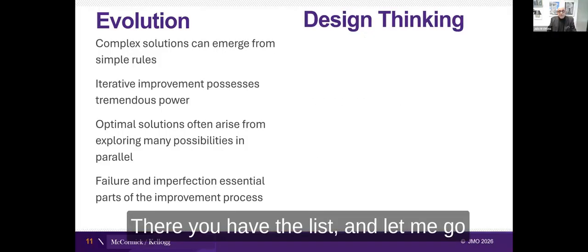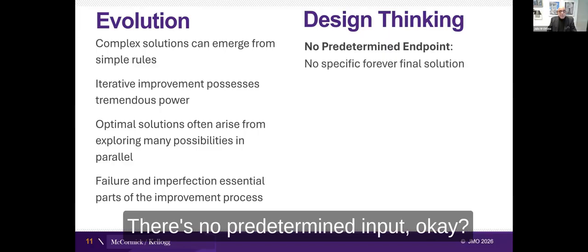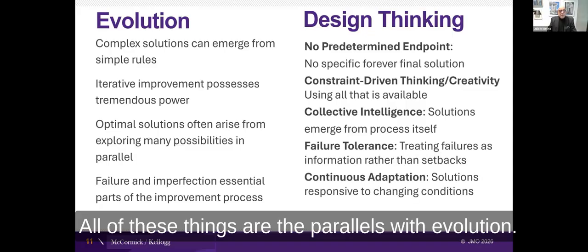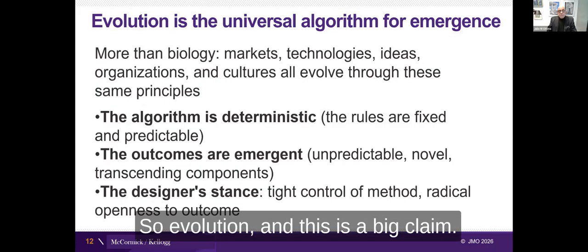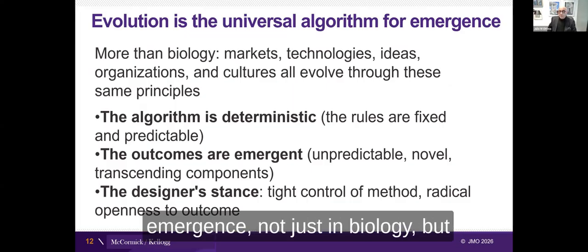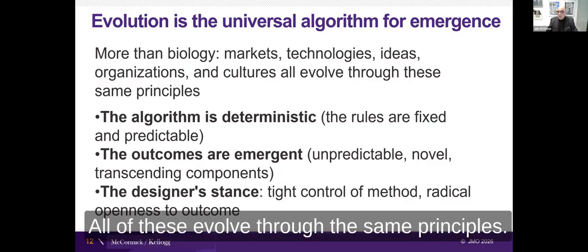There you have the list. And let me go through another listing here of the same thing. There's no predetermined input, okay? All of these things are the parallels with evolution. So evolution, and this is a big claim, evolution is a universal algorithm for emergence, not just in biology, but in markets, technology, ideas, cultures. All of these evolve through the same principles.